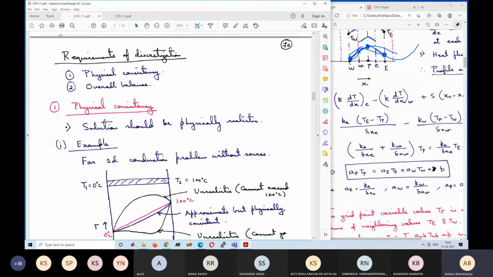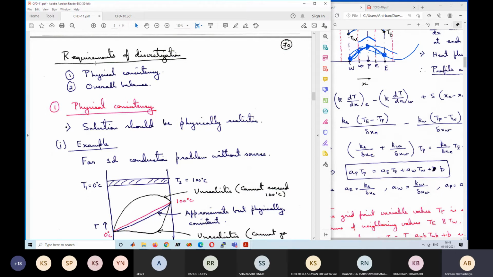So before going into more terms like transient terms and other things, we will have to understand a few things regarding the finite volume method, or in general regarding discretization. First, what are the requirements of discretization? If we discretize an equation to obtain the discretized equation, what is discretization? Do you remember? Basically, you are converting a partial differential equation into a system of algebraic equations.